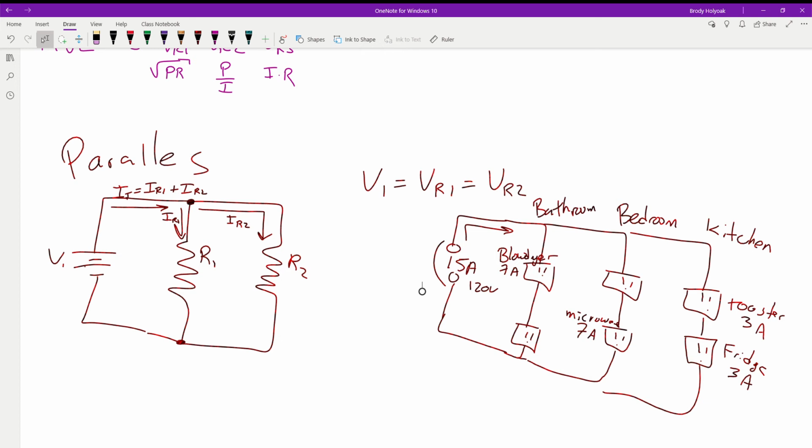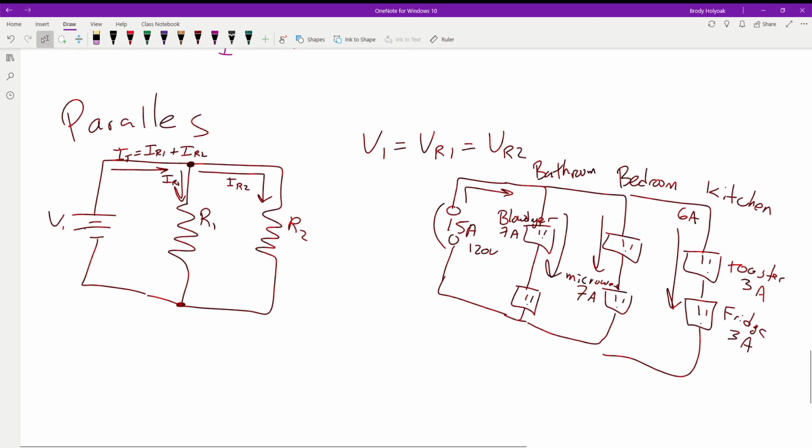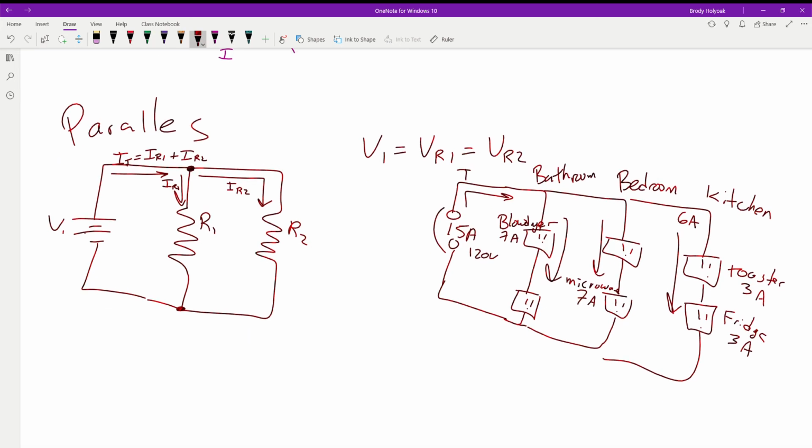So we have 13 amps before our microwave. Remember, all these currents are going to be flowing down through each of these branches. Your fridge is pulling 3 amps, your toaster's pulling 3 amps, so that's a total of 6 amps running through that branch. Until we turn the microwave on, this one's not pulling anything. This branch is pulling 7 amps. So our current total is equal to the 7 amps plus the 6 amps, which gives us a net of 13 amps.